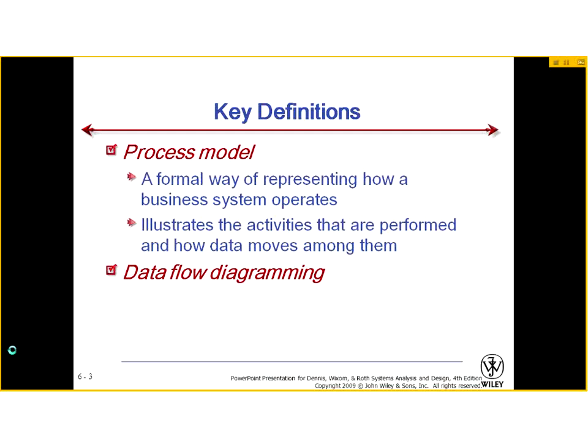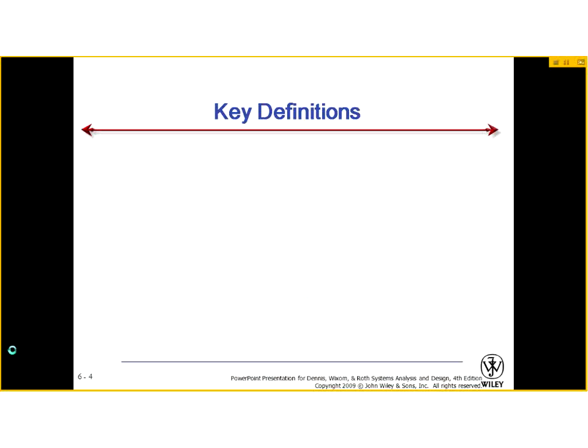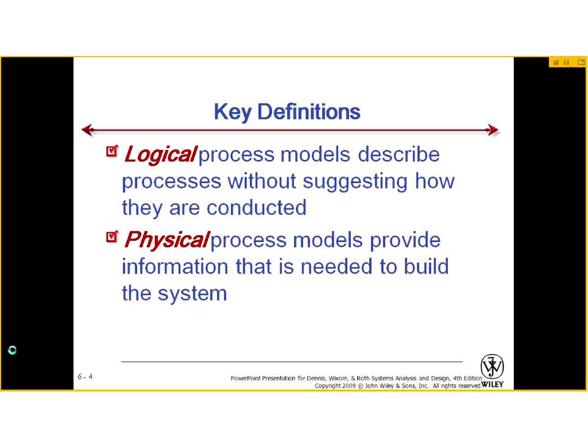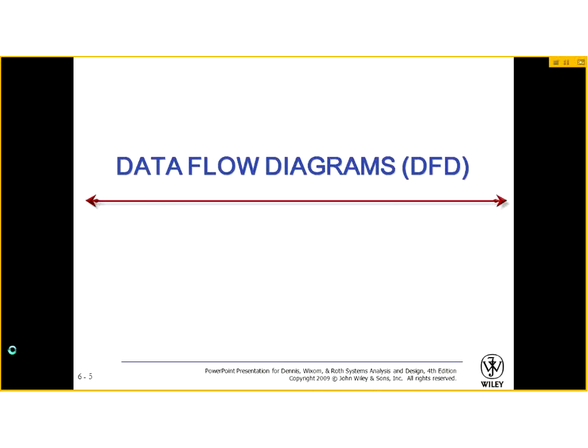When we do data flow diagramming, it's a common technique for creating process models. We talked about logical process models, which describe processes without suggesting how they are conducted, and physical process models, which provide information that is needed to actually build the system. So now we are going to talk about the data flow diagram, the diagramming technique to model the processes and the flow of data in and out of those processes.